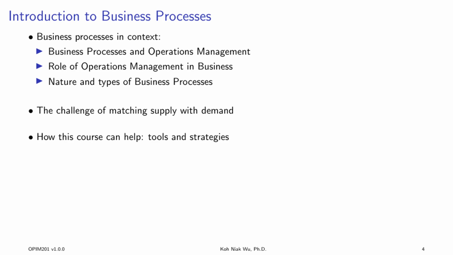Next, we'll explore the nature and types of business processes. These processes can vary widely, ranging from simple tasks to complex workflows. Understanding these differences will help us analyze how organizations can optimize operations. One significant challenge we'll address is matching supply with demand. In any business, it's vital to align production with customer needs. This balance is crucial for maintaining efficiency and ensuring customer satisfaction.